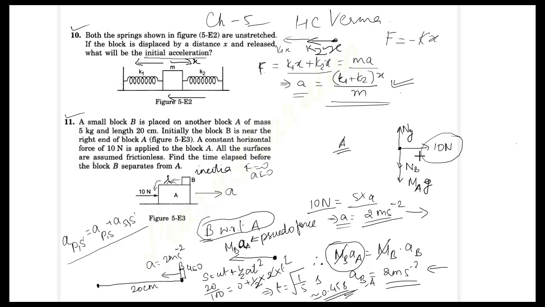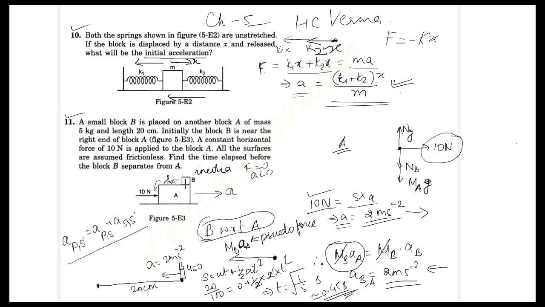So when we see the body A, we see that there is a 10 Newton force horizontally applied on it. We are not concerned here with the vertical forces because the vertical forces are going to be cancelled out because there is no motion in the vertical direction. So when we use Newton's second law, force is equal to mass into acceleration. So 10 Newton equals 5, the mass of the block, into acceleration. So we get the acceleration 2 meters per second square in this direction. So this is the acceleration of block A.